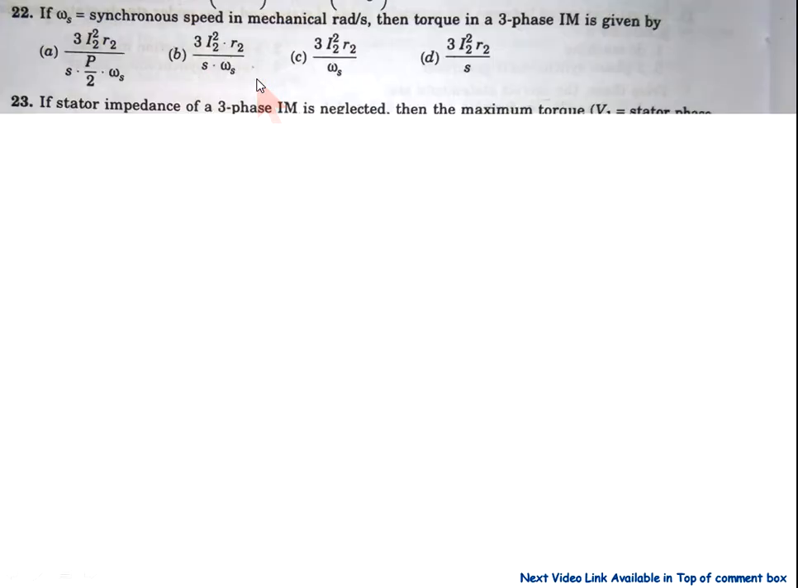Now come to question number 22. If omega S is the synchronous speed in mechanical radian per second, then the torque in the three-phase induction machine is given by. Now come to the solution.